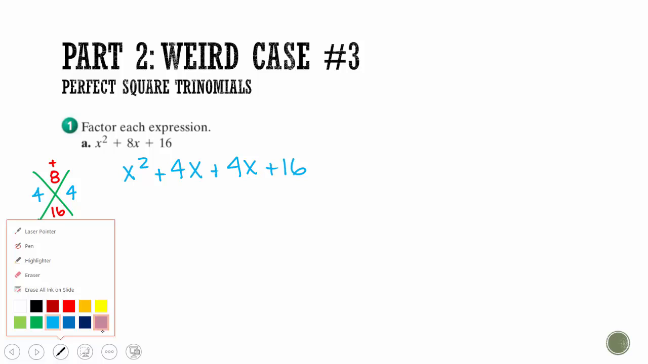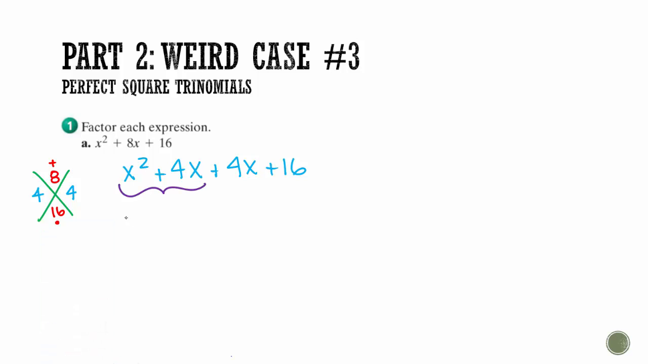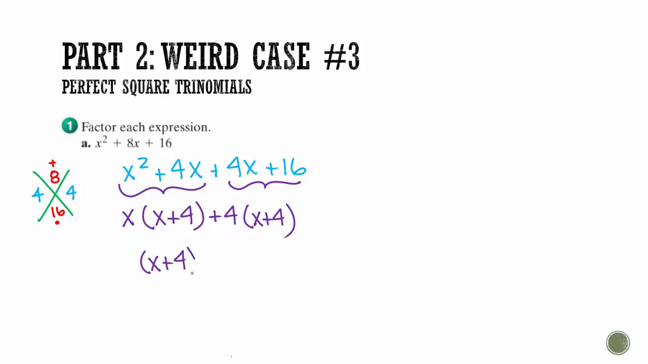When we factor by grouping, this will have an x in common, and I'm left with x plus 4. These guys have a 4 in common, and I'm left with x plus 4. And then if you notice, when I take out this x plus 4, the thing I have left is another x plus 4. And remember, mathematicians are lazy. We don't want to write more than we have to. So we're never going to write the same thing twice. Instead, what we're going to do is write it once and square it.